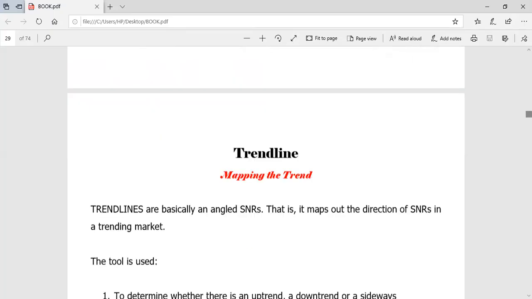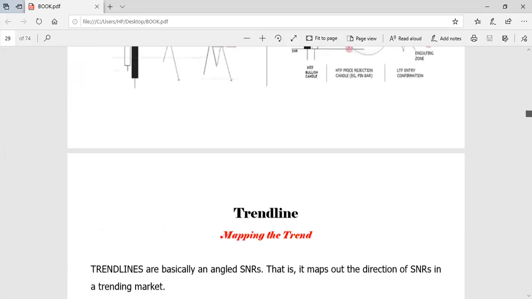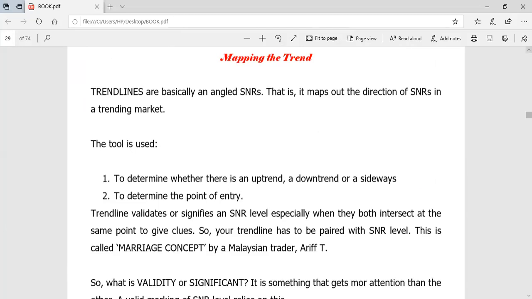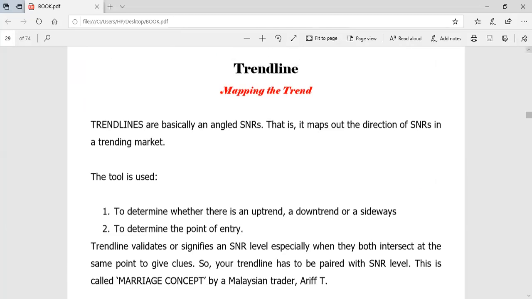So what is a trend line? A trend line is simply the tool that is used to map a trend. Like the name implies, it is the line that is used to map out a trend. It basically maps out the direction of SNRs in a trendy market.